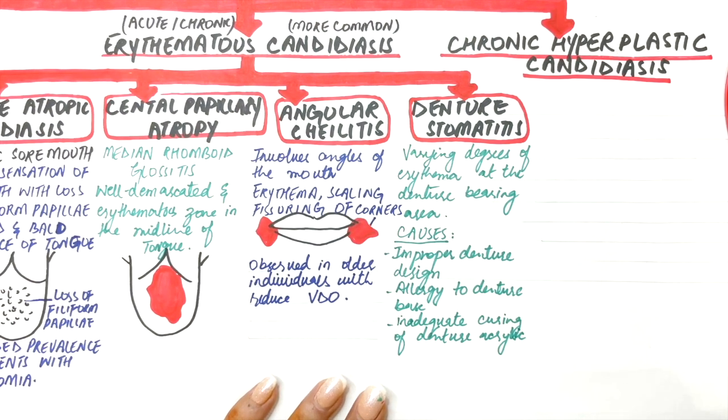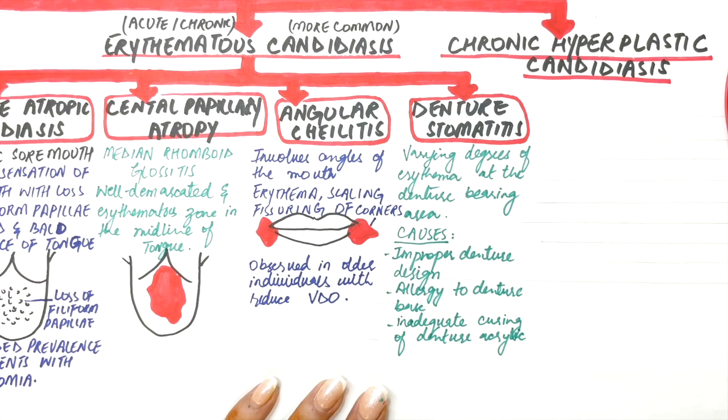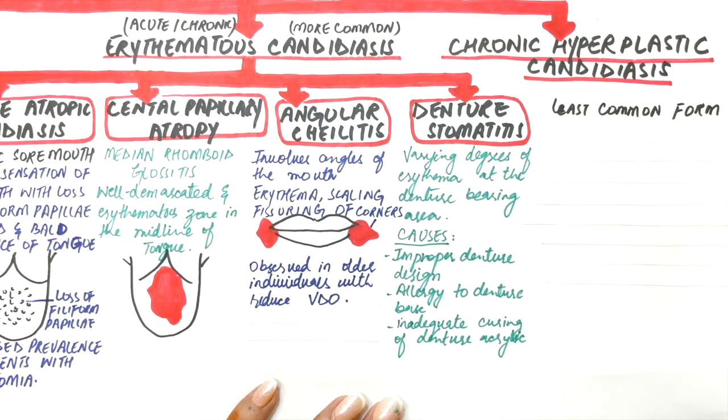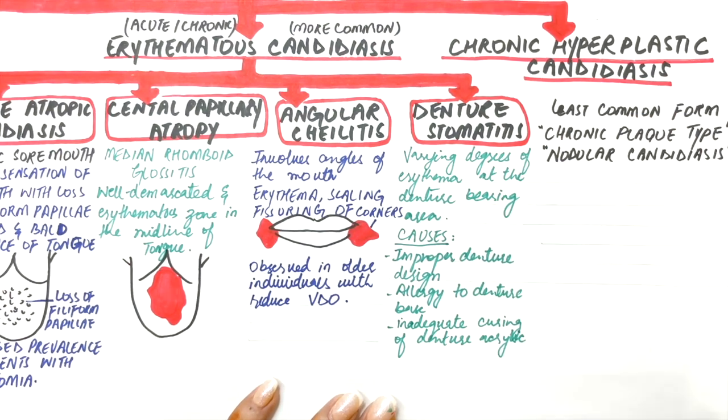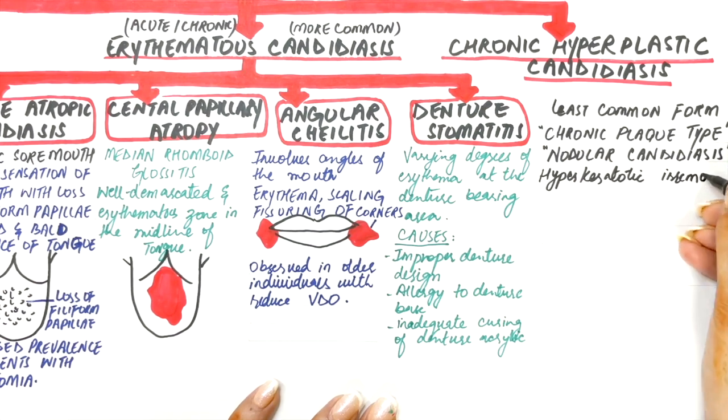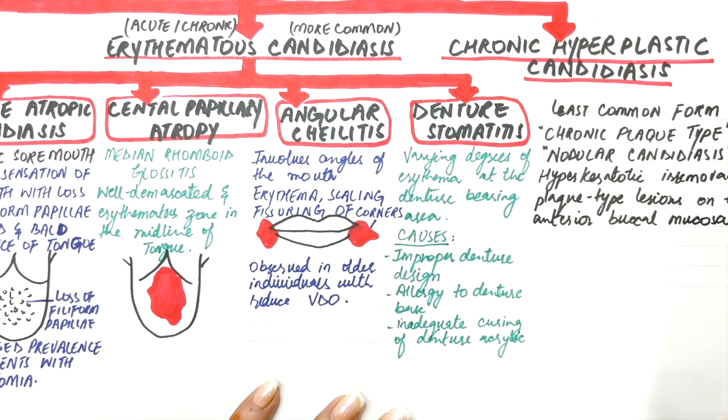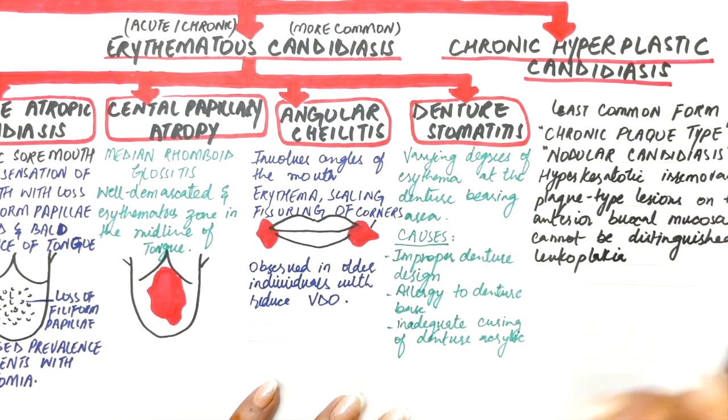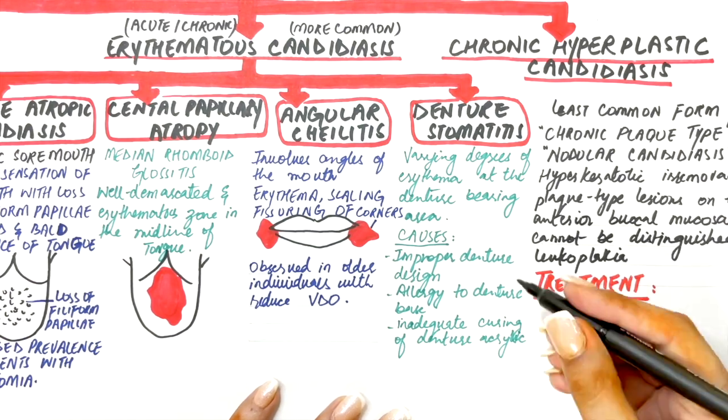Chronic hyperplastic candidiasis is the third and least common form of oral candidiasis. Other names for it are chronic plaque type or nodular candidiasis. This type is characterized by hyperkeratotic irremovable plaque type lesions located on the anterior buccal mucosa, which cannot clinically be distinguished from a routine leukoplakia. The diagnosis is confirmed by the presence of Candida hyphae associated with the lesion and resolution of the lesion with antifungal therapy. Treatment for oral candidiasis depends on the severity and type of the Candida infection.